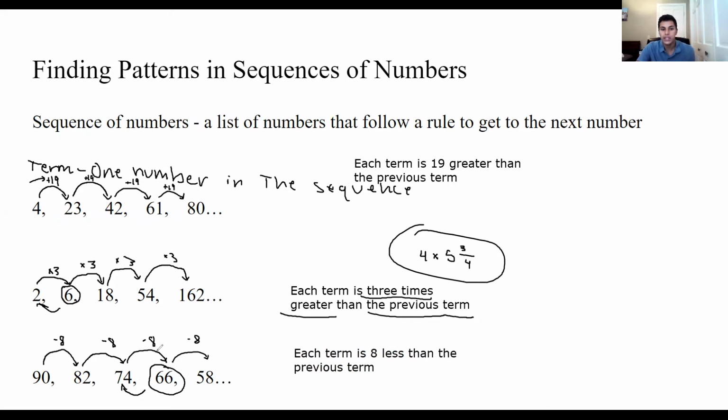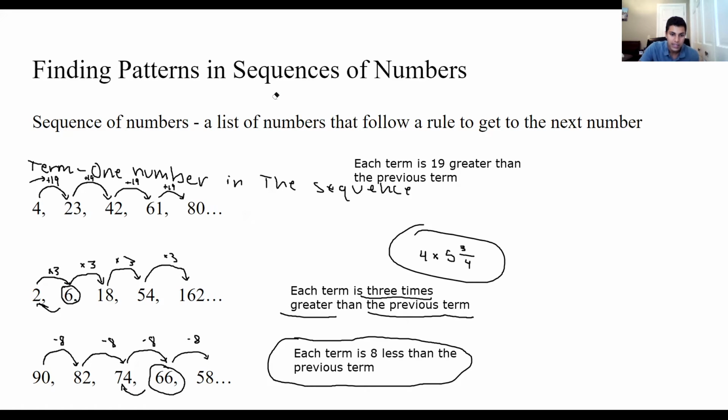Now, there's one other thing that we can do with these rules. Now, we figured out the rules. We've interpreted the rules by giving these sentences telling us what the rules are. But we can also find terms that aren't there. So let's say I wanted to find what the next term would be.